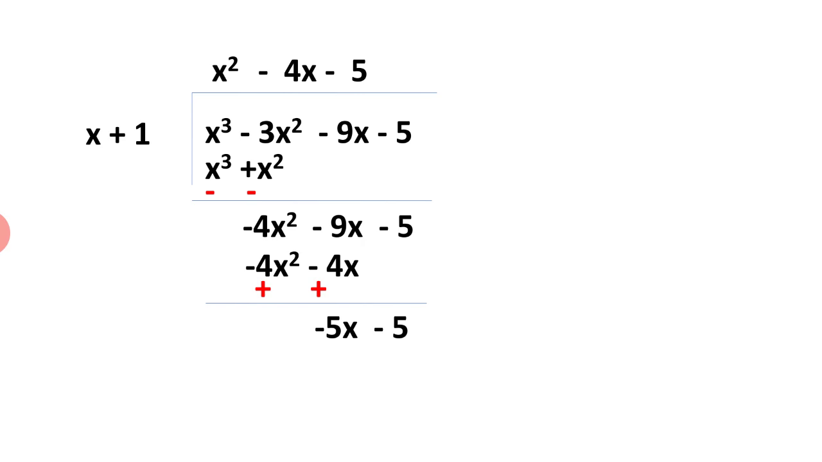So minus 5, sign will change. You will get minus 5x plus 5x will be 0. Minus 5 plus 5 will be 0. And hence x plus 1 is a factor and the other factor is x square minus 4x minus 5.